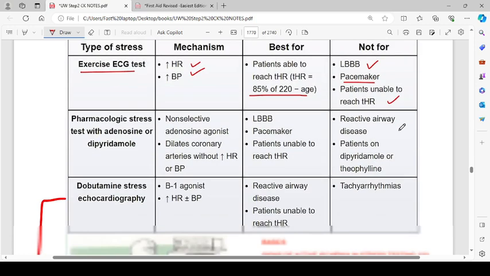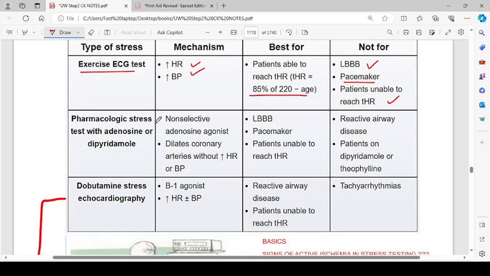Then, pharmacological stress test with adenosine or dipyridamole. A non-selective adenosine agonist dilates the coronary artery without increasing the heart rate or blood pressure. This is best for left bundle branch block, pacemaker, and patients who are unable to reach the THR, the target heart rate, or maybe the heart rate when you get tired.